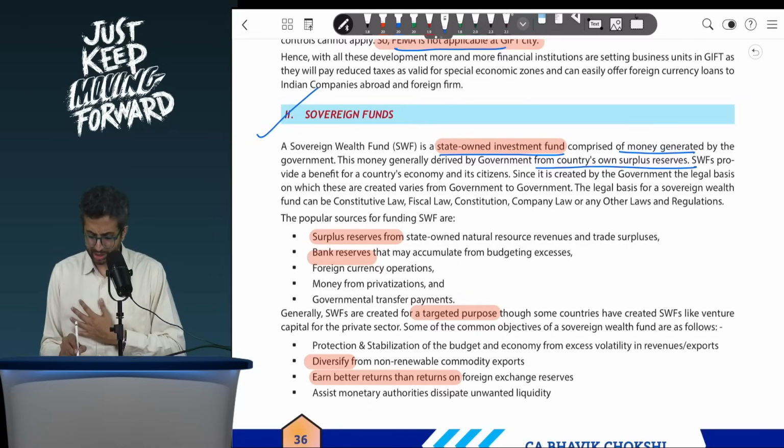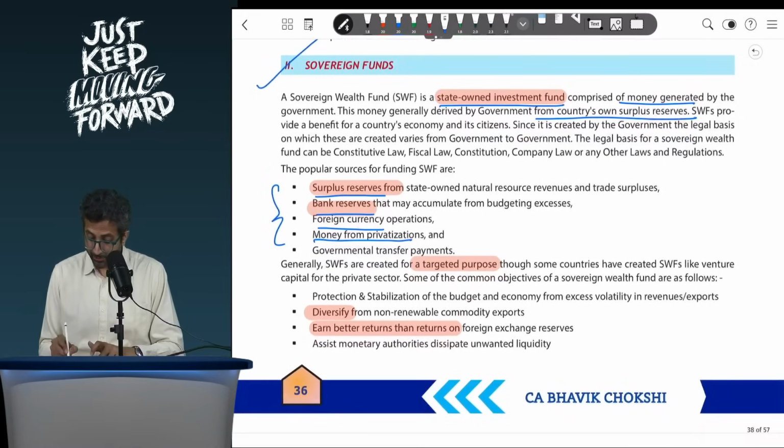Why are we doing this? The sources are surplus reserves, bank reserves, certain foreign currency operations, privatizations, etc. These are the sources, not very important. Generally, why are they created? To achieve a targeted purpose.